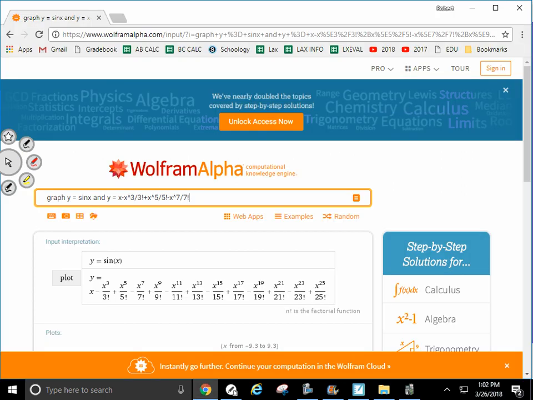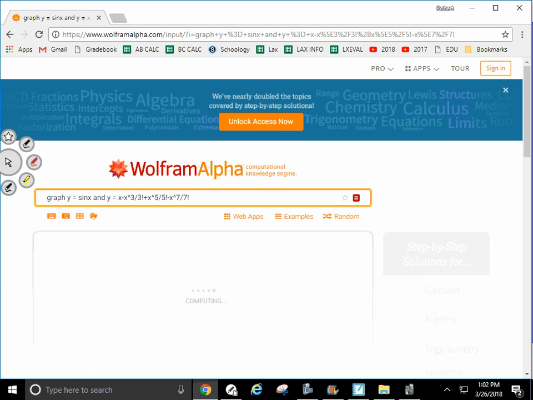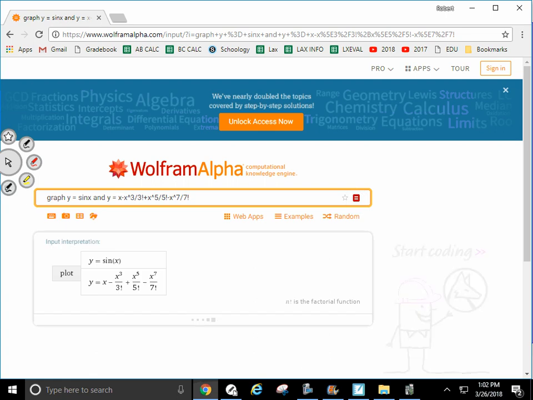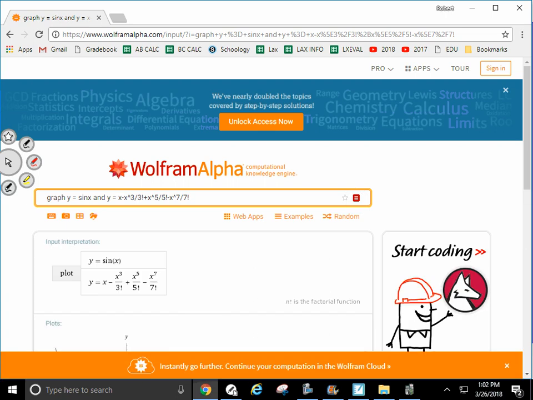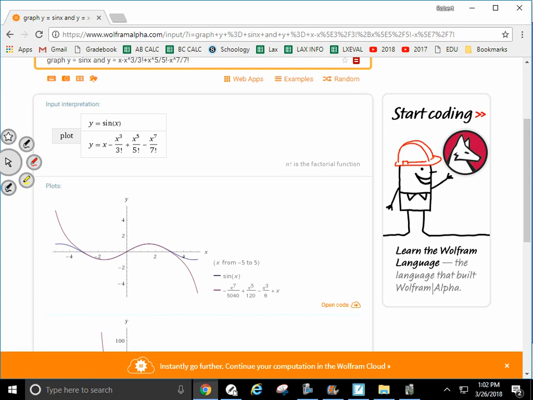Now I'm going to graph sine and then just 4 terms of its Taylor polynomial. And I see, right around 0, we do a very good job of approximating sine. We are following the curve of sine better and better and better, very well around 0.